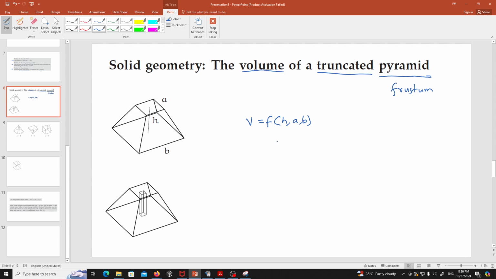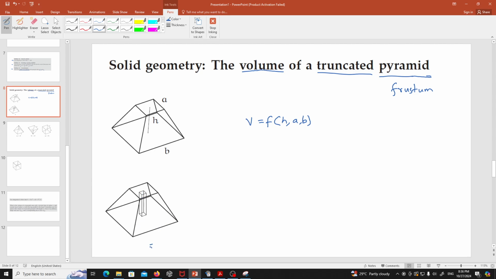Okay, well, here we cannot use the dimension analysis because all the variables are having the same dimension. Okay, so here the dimension analysis will not be much helpful. Okay, let's see how to solve things. Now look at this picture.